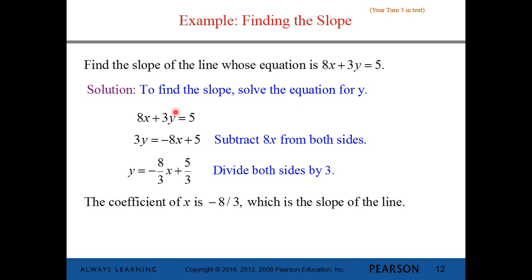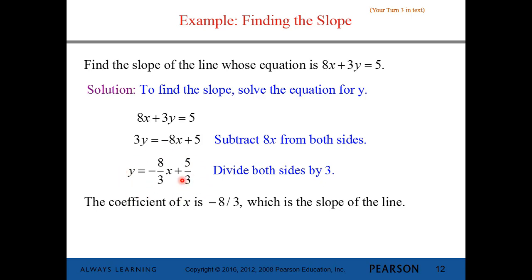And so that's what we do here. We subtract 8x from both sides, and then we divide by 3 all the way across, right? So 3 divided by 3 is 1, so we get y. Then negative 8 divided by 3 is negative 8/3, and 5 divided by 3 is 5/3. And this is our final result.